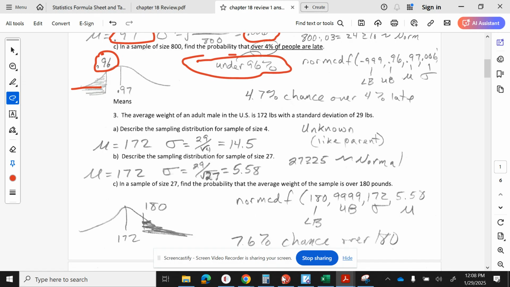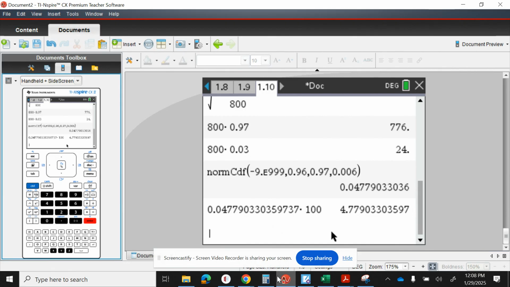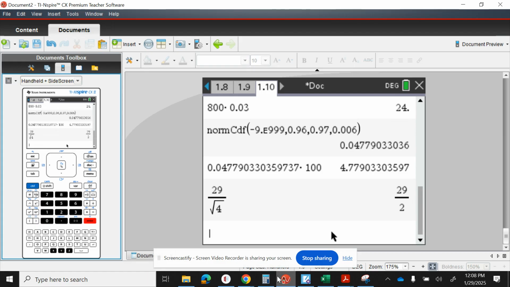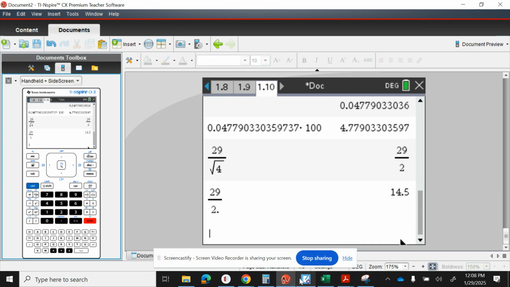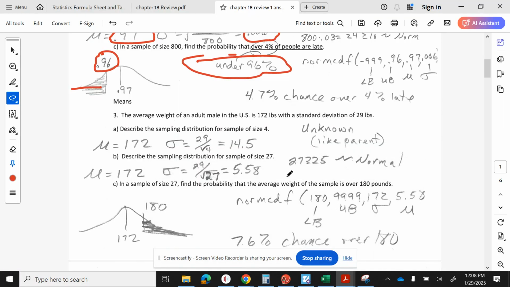The standard deviation is 29 divided by the square root of 4. So we'll do it. 29 divided by square root of 4 is 29 over 2. Make it a decimal, 14.5. If you put 29 over 2, I'd count it. But the sample is 4. 4 is a small sample size. Really should say 4 is less than 25. It's not enough to normalize.